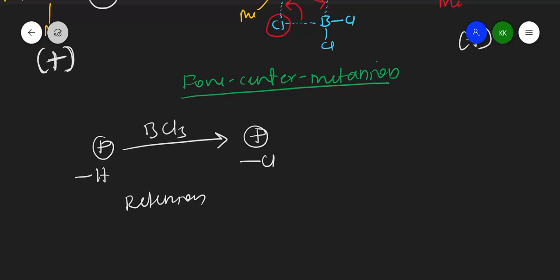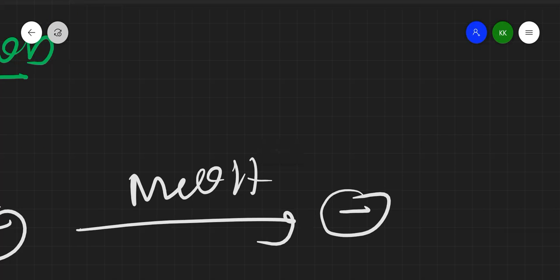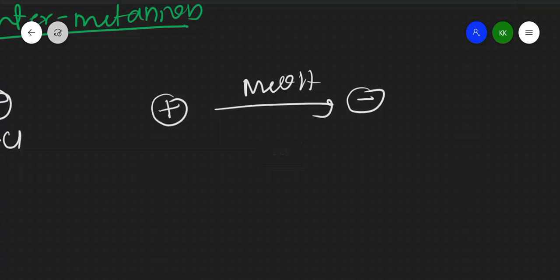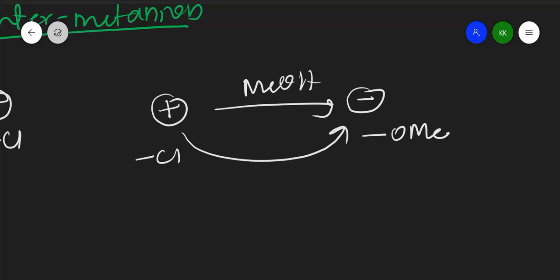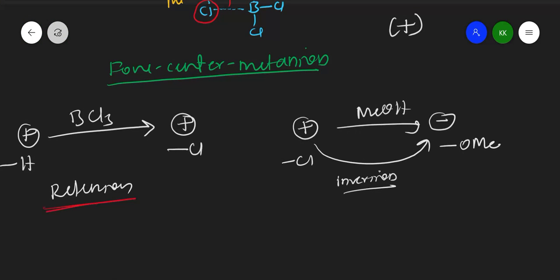In the above case, what happened? Initially it was plus, reacted with methanol, and it formed minus. Initially chlorine was there, and that chlorine was replaced by OMe. So here it is inversion of configuration. I hope you now know what retention and inversion are. Retention means the configuration remains the same. Inversion means the configuration changes to the opposite. So this is about these reactions.